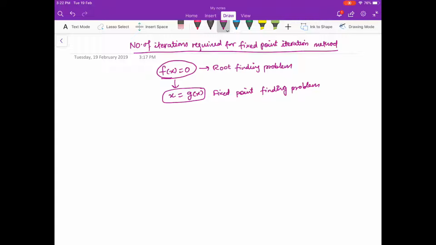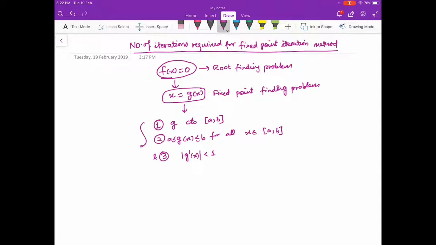And then we had seen that if g is continuous on an interval [a, b], and g of x is between a and b for all x in [a, b], and third one was |g'(x)| is strictly less than 1, then we proved that there exists a unique fixed point of g in the interval [a, b], and this fixed point was the root of f of x.